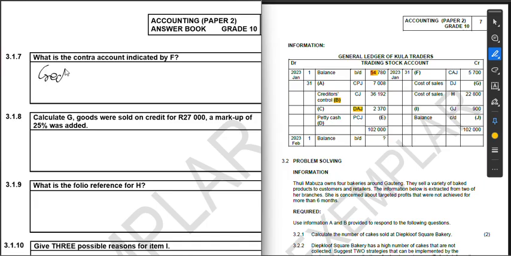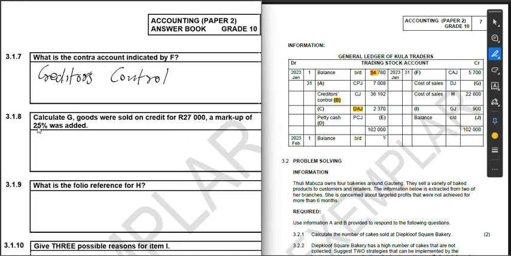All right, creditors control. So that's creditors control, ladies and gentlemen. We are good with that. So let us continue with the next transaction 3.1.8. It says calculate G. Goods were sold on credit. They were sold on credit for how much? For 27,000.